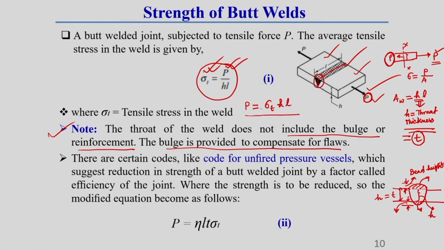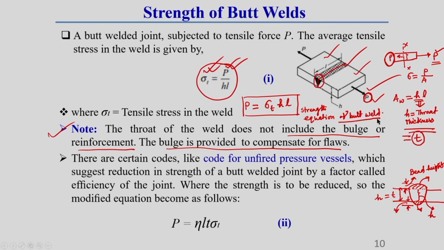Okay. So, this equation is generally called the strength equation of a butt joint. What is it called? A strength equation of a butt weld joint, or we can say butt weld.